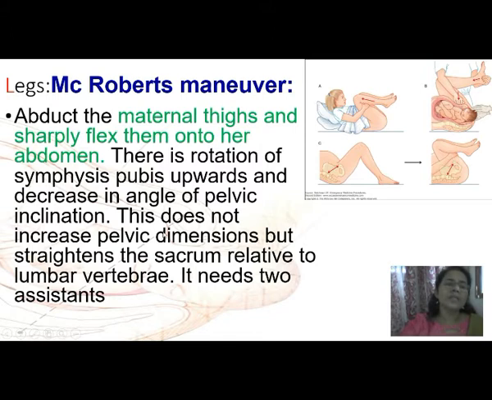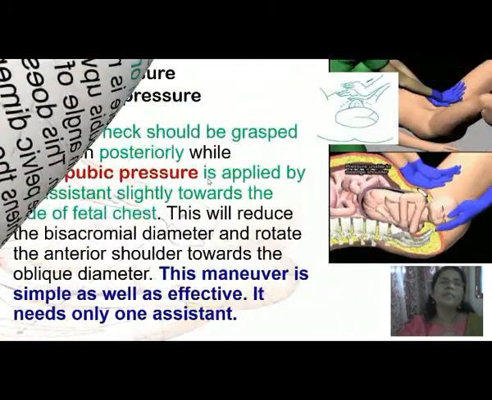So this does not increase pelvic dimensions, but straightens the sacrum relative to the lumbar spine. You can see in this picture it is slightly curved, but when they flex the legs, it will straighten the lumbar vertebrae. It needs two assistants. One will hold the head of the baby, and one will give pressure and help to flex the leg. That is the McRoberts maneuver.